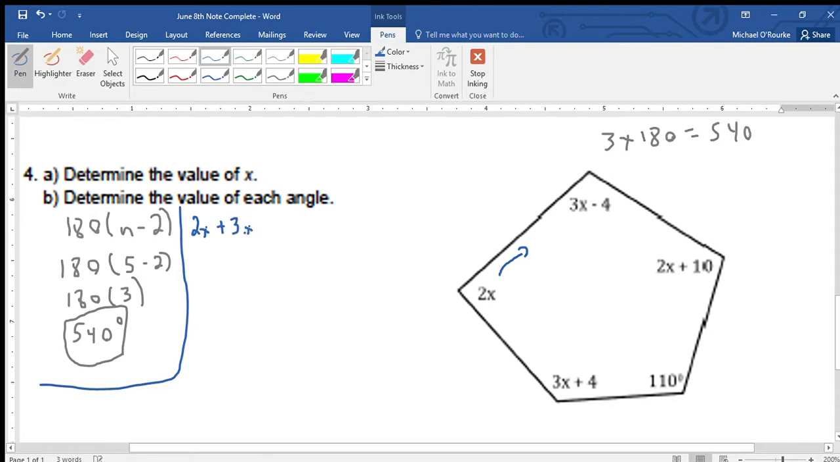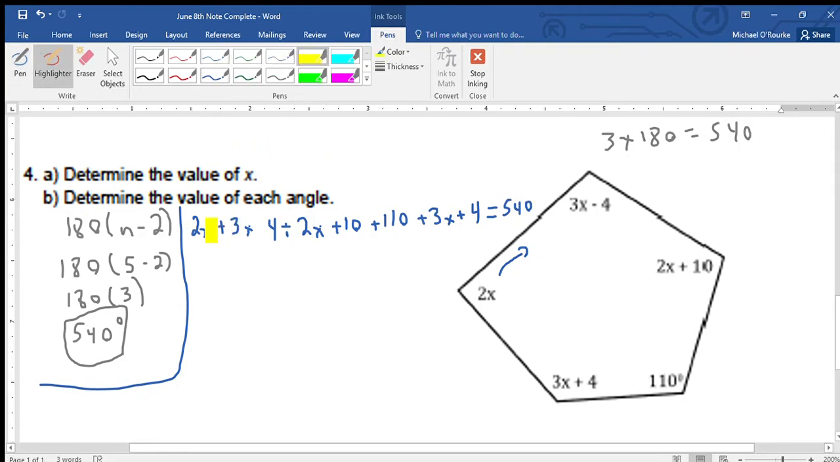Plus 3x minus 4. The next angle is plus 2x. I think that's plus 10. The next angle is just 110. And the next one is 3x plus 4. And all that equals 540.